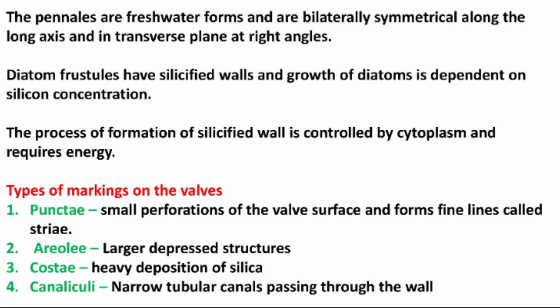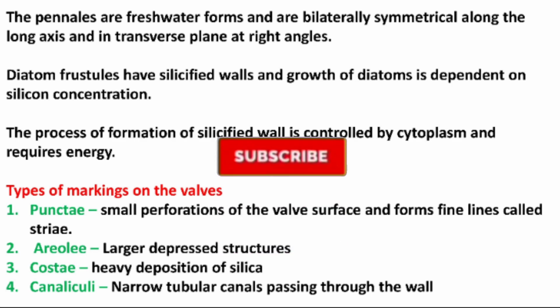Next is the types of markings on the valves. First one is punctae, small perforations of the valve surface, which form fine lines called striae. Second one is areolae, larger depressed structures. Third one is costae, heavy deposition of silica. Fourth one is canaliculi, narrow tubular canals passing through the wall.